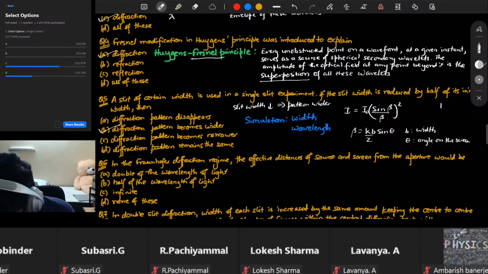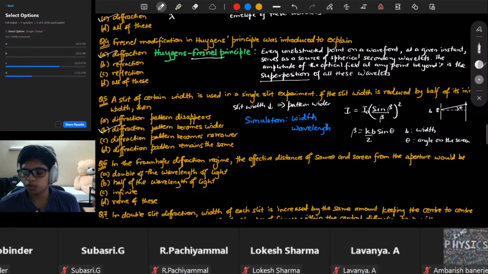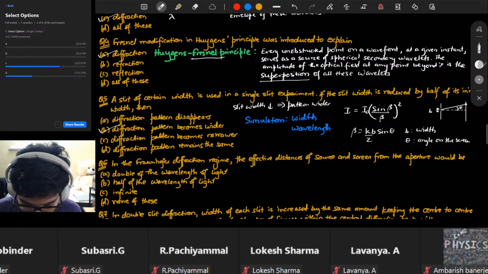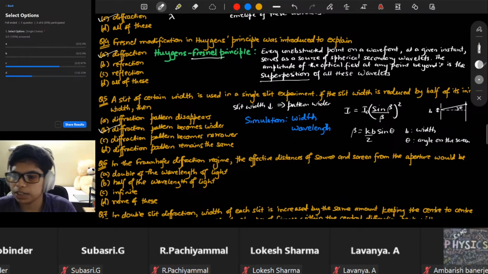So if this is my slit, let me draw a quick schematic. If this is my slit, this is my screen. Then if this is the point, then theta is this angle it makes with the horizontal. This is theta, and this slit width is B. Okay, so that's that. So let me now show you some simulations.